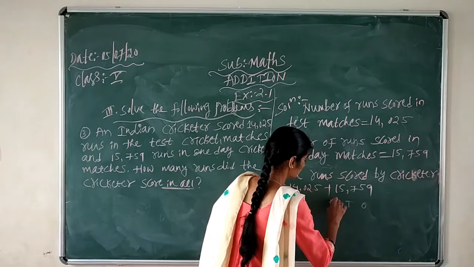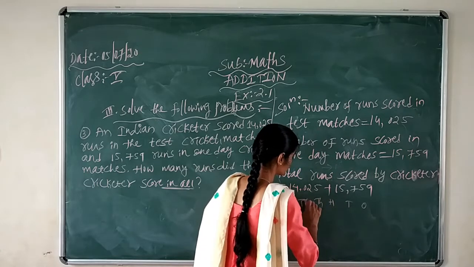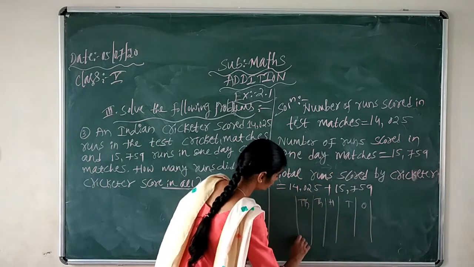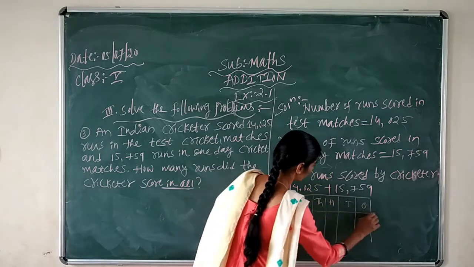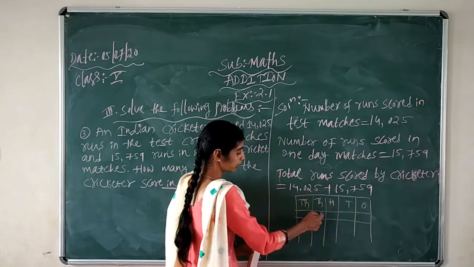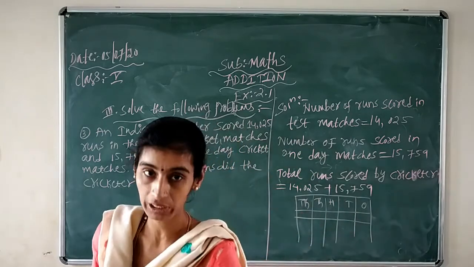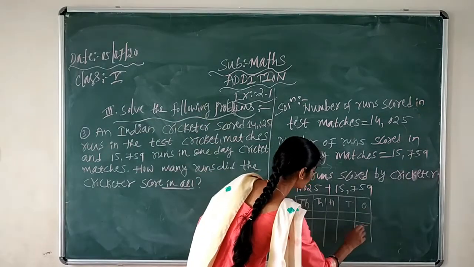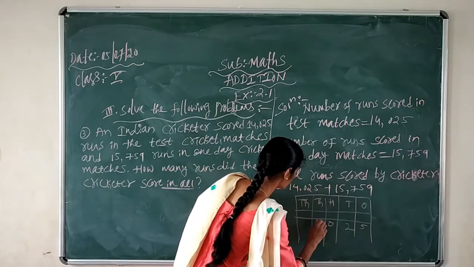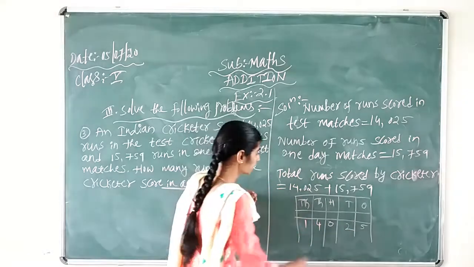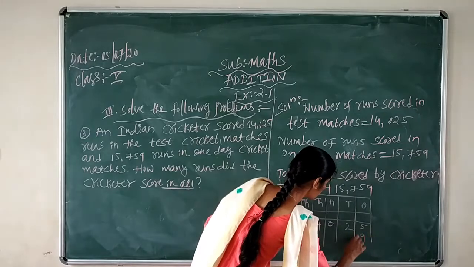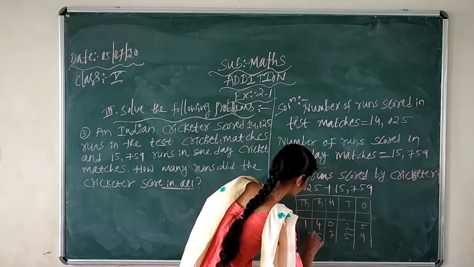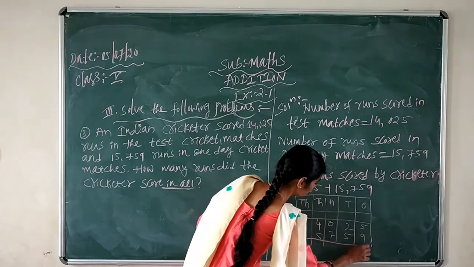Ones, tens, hundreds, thousands, ten thousands. Make the columns for each, and make one row for carry. Leave one row for carry. It will be easy to count. Then you enter the first number, 14,025, then the second number, 15,759. Then you do the addition of these two numbers, children.